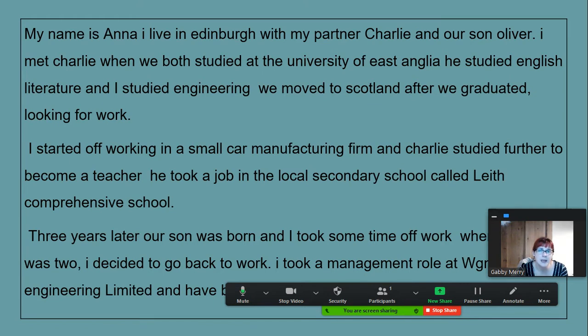So let's look at the first paragraph here on this example. Have a scan through for me. Have a think. Where do we need capital letters and where do we need full stops? I'll give you a moment now, pause the video, have a look.